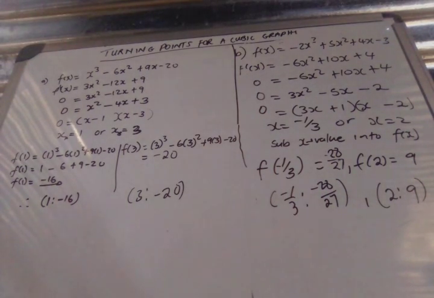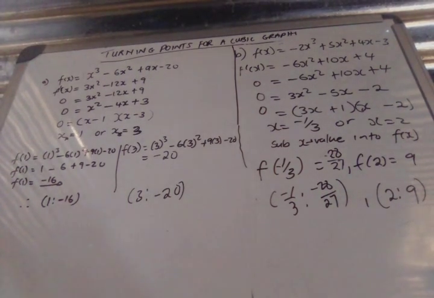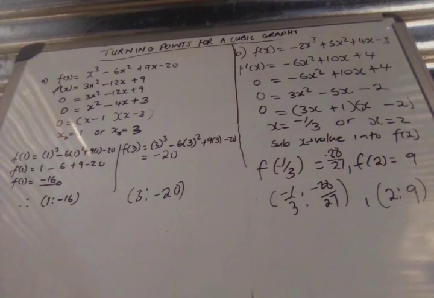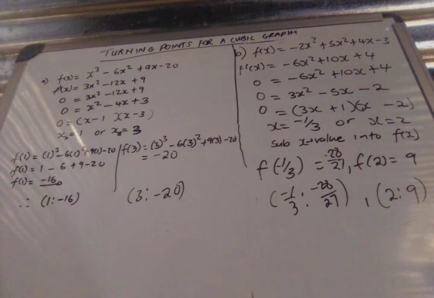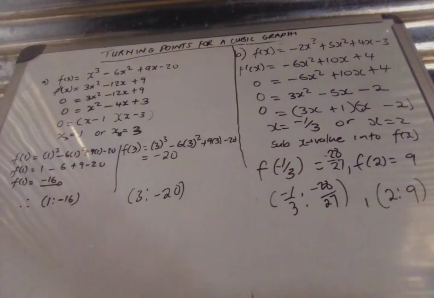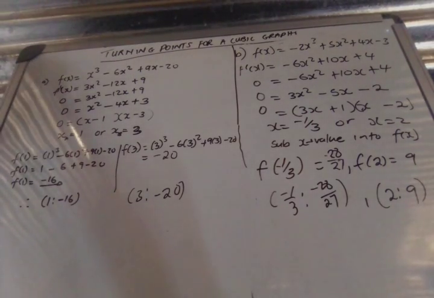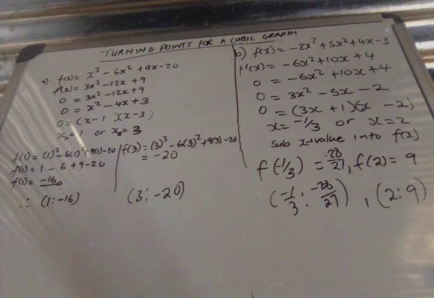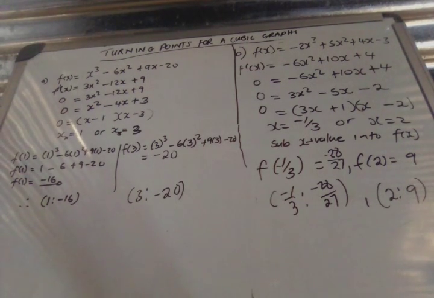So we've got a function f of x equals x cubed minus 6x squared plus 9x minus 20. The first thing you would do is find the first derivative. So f prime of x would be 3x squared minus 12x plus 9. From there you would equate the first derivative to 0, so we have 0 equals 3x squared minus 12x plus 9, and then you'd solve for x.